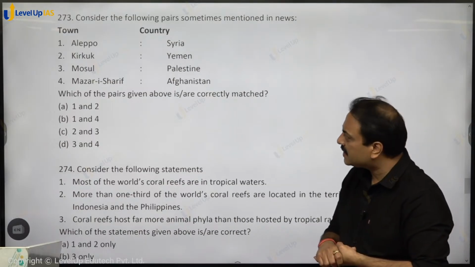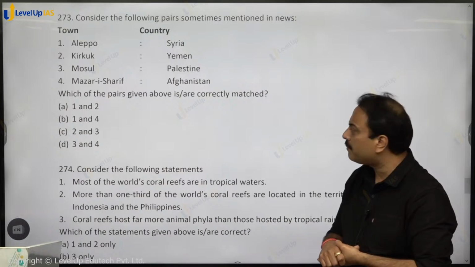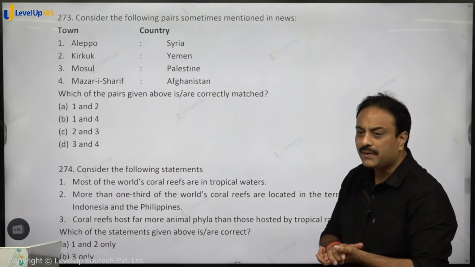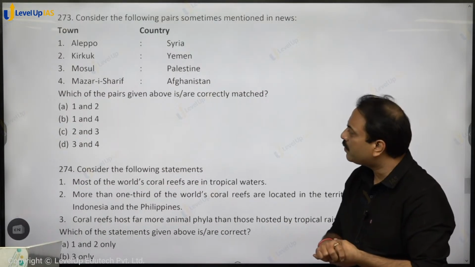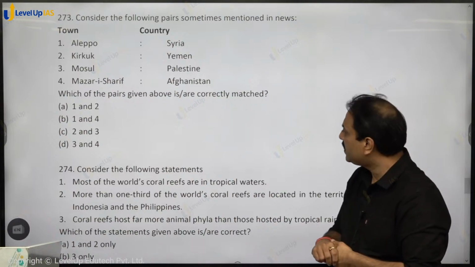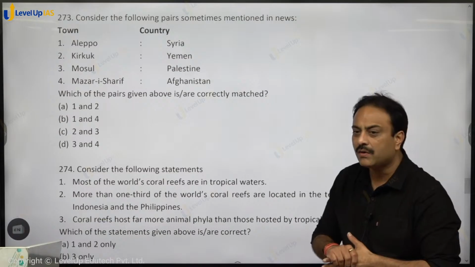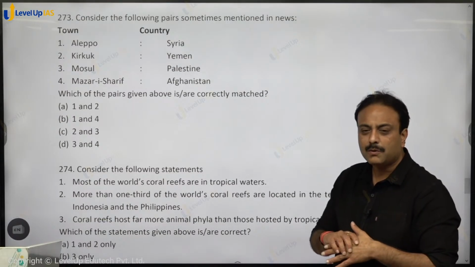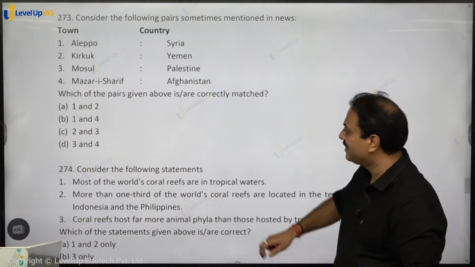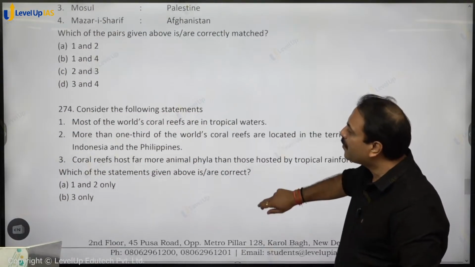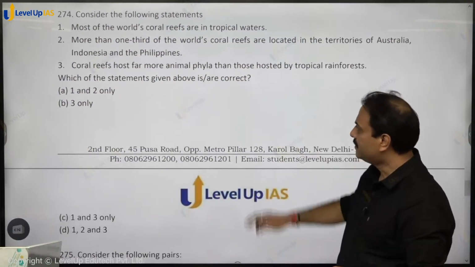So Aleppo, Syria is correct. Kirkuk and Mosul are wrongly written over there. Mazar-e-Sharif in Afghanistan is correct. So 1 and 4 are correct, 2 and 3 are wrong. So which are correct? 1 and 4, option B, B for boy shall be the right answer. Clear on that? Do you all understand? Option B, B for boy is the correct answer.